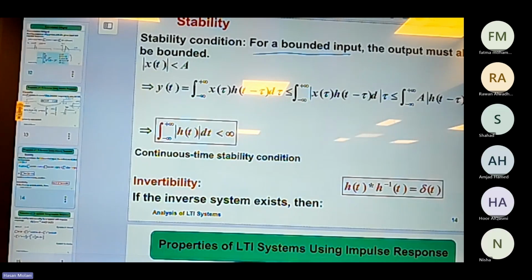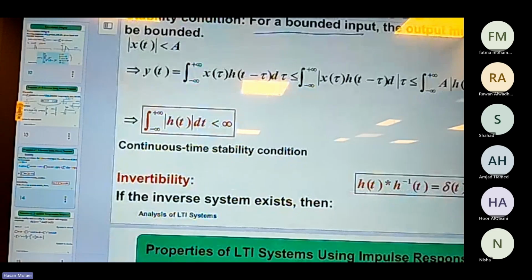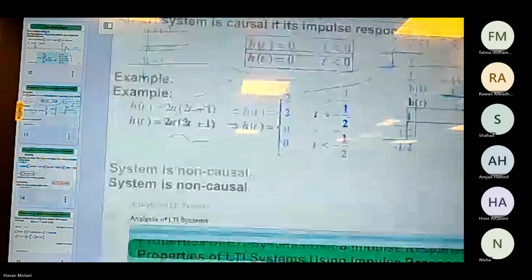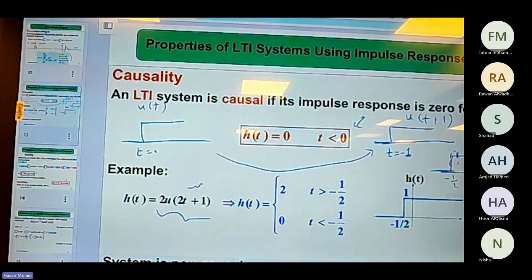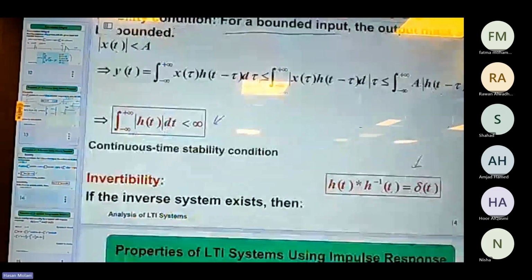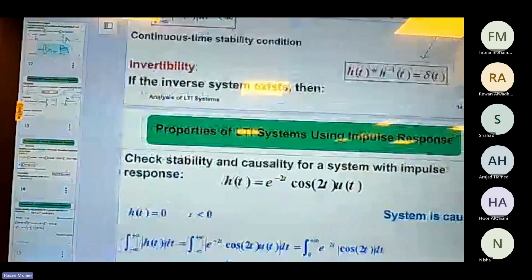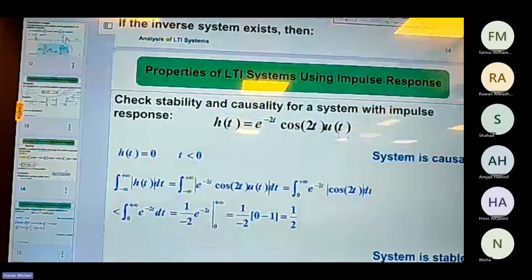If the system has an inverse, not every LTI system has an inverse. They can or they cannot. If they have an inverse, the convolution of h with the response of its inverse should be delta. 1, 2, 3, you should just keep in mind. You can use it, but it's easier to keep in mind.